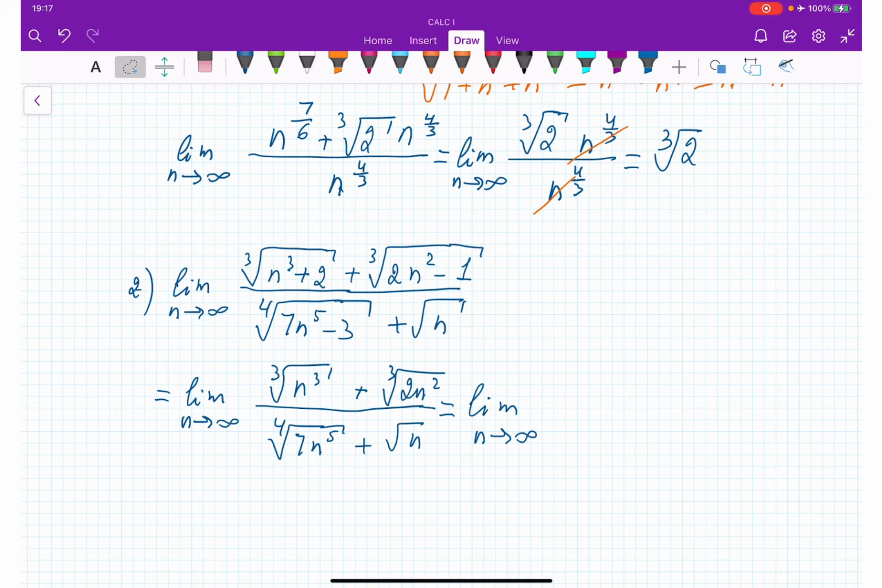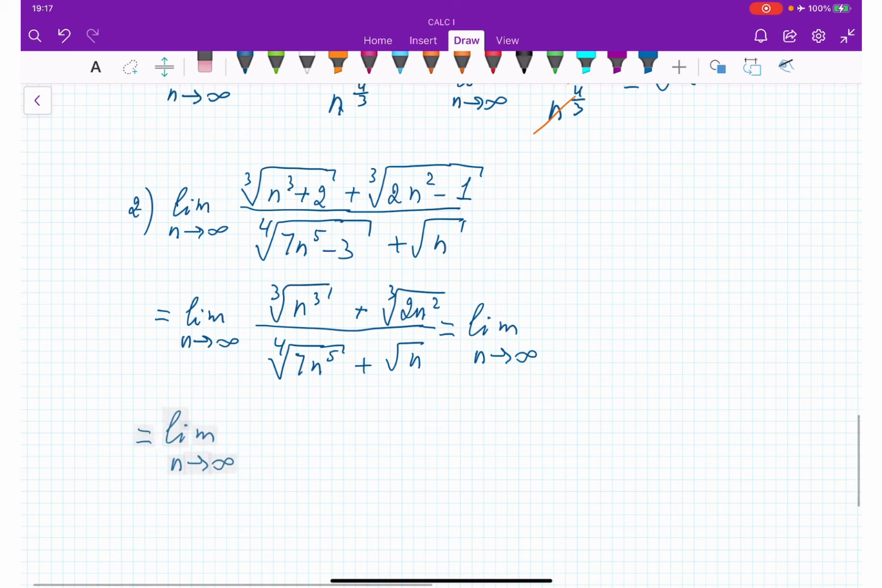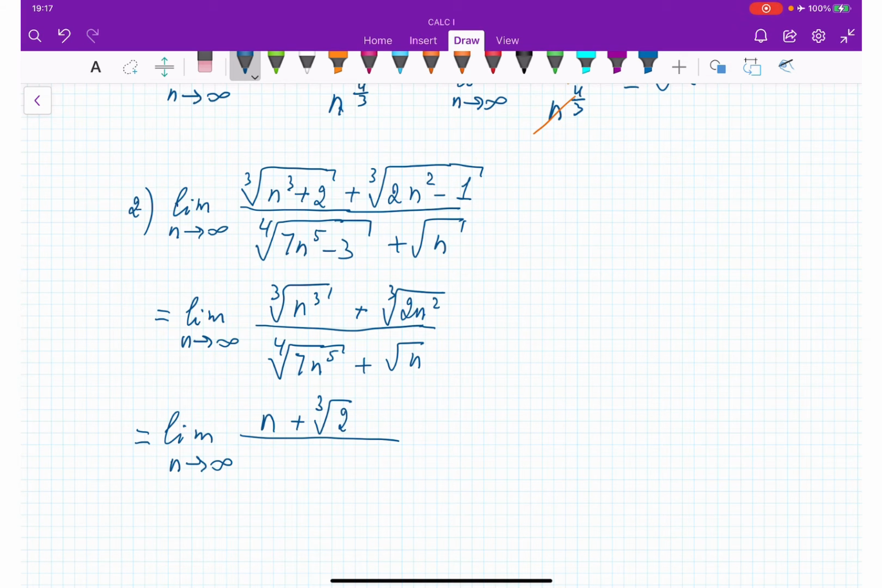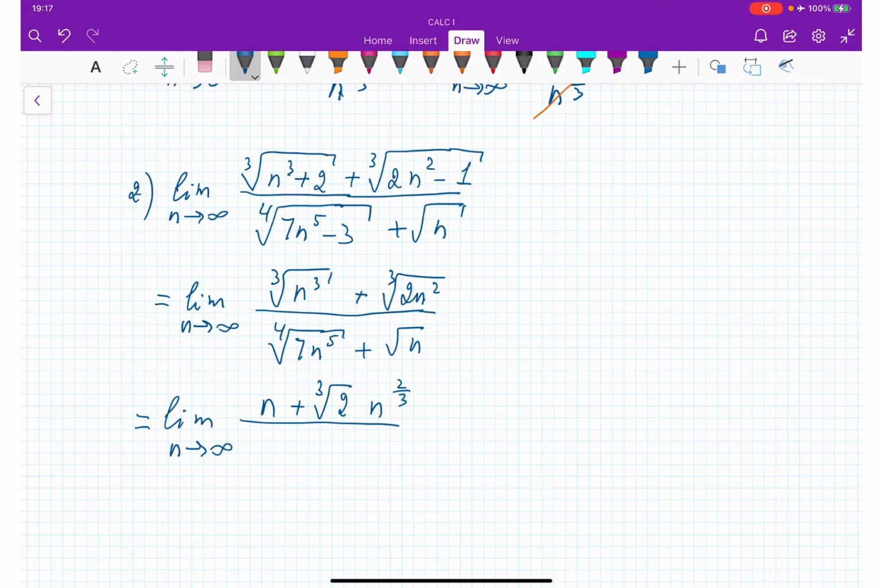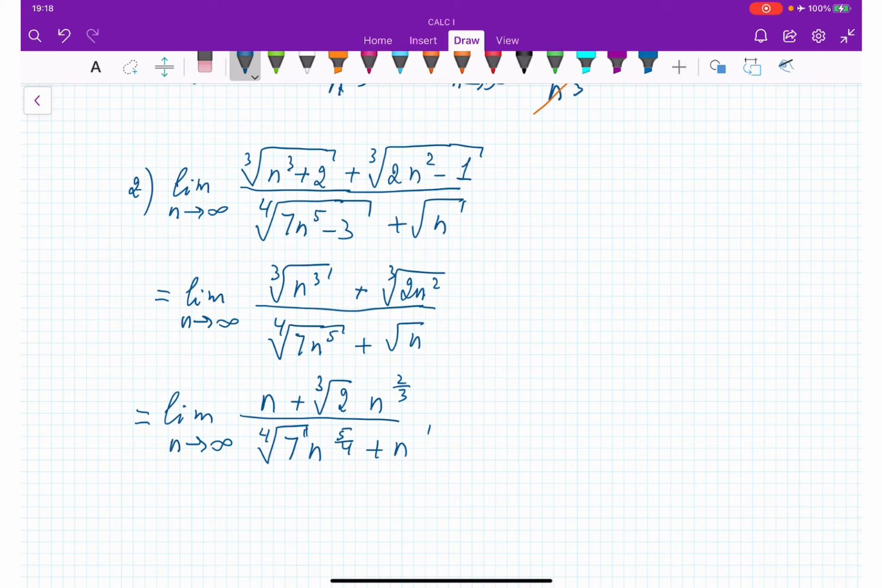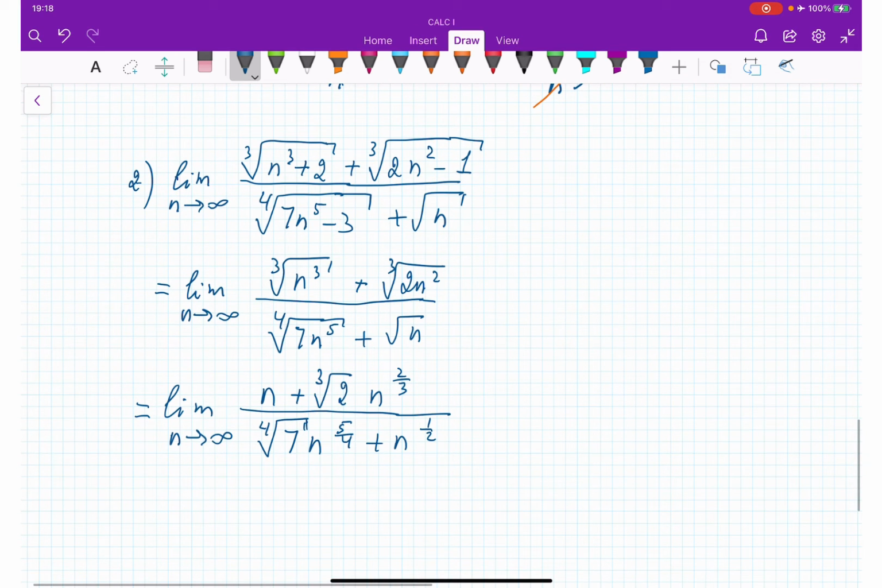Let me move this because I can't fit everything on one line anyway, so might as well have it organized. So as n approaches infinity, here we get n, right, plus the cubic radical of 2 times n to the power 2/3, and divided by the degree 4 radical of 7 times n to the power 5/4, and plus n to the power 1/2. So what is the result?